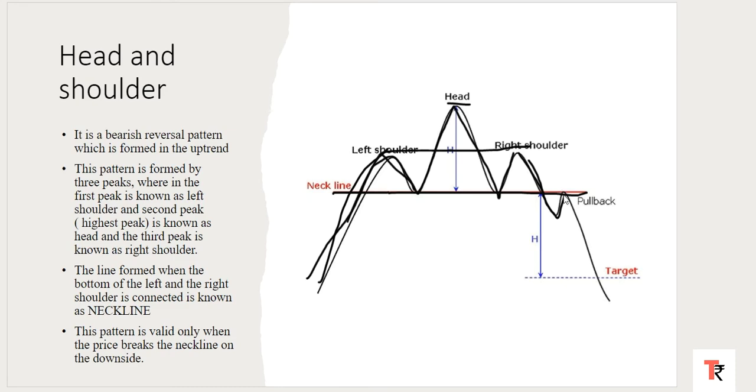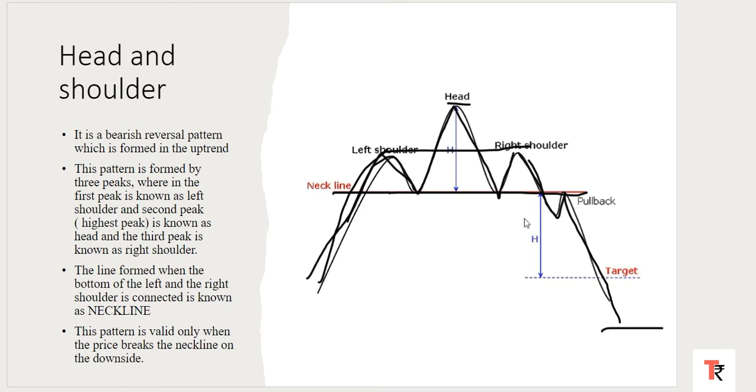But if it gives a pullback to the extent of the neckline, after that you can find the price moving down. So this is a bearish reversal pattern, formed on the top of the chart, with three peaks: left shoulder, head and right shoulder. The entry can be taken after you get a confirmation, once the price breaks the neckline, and you can see the target.